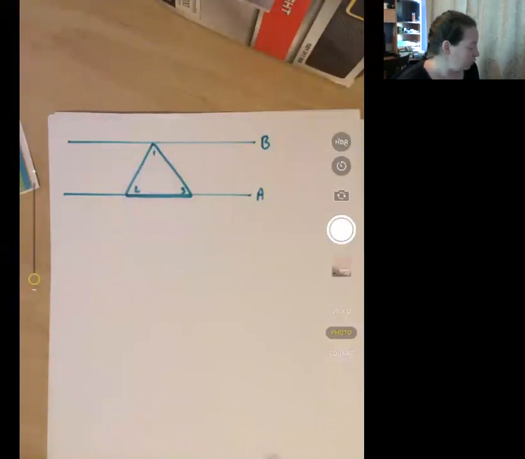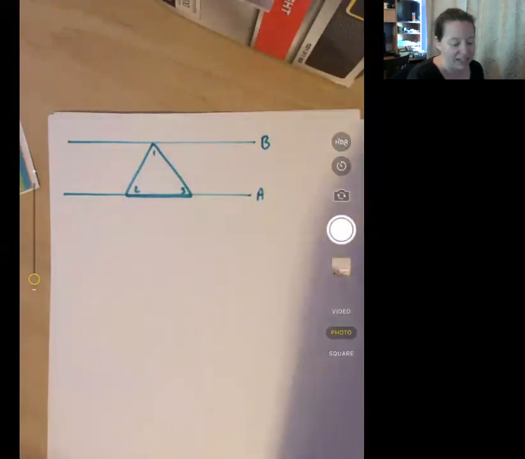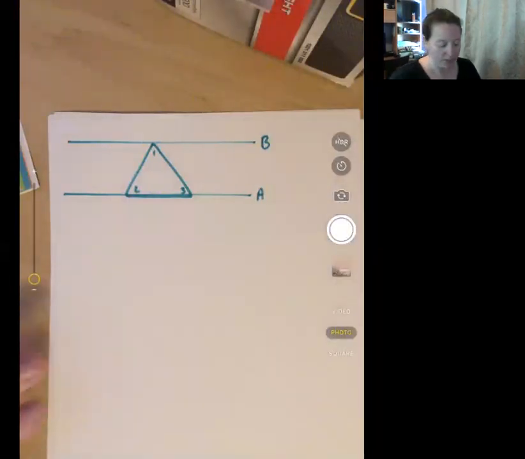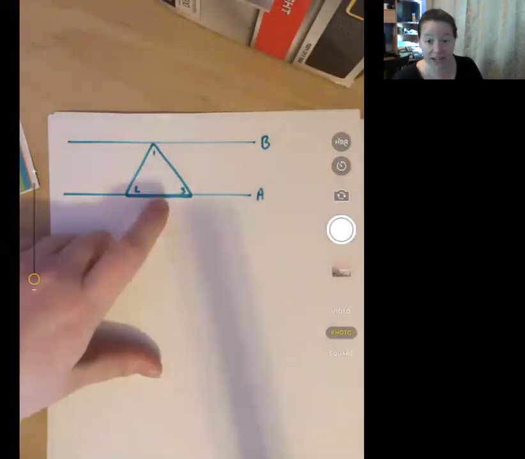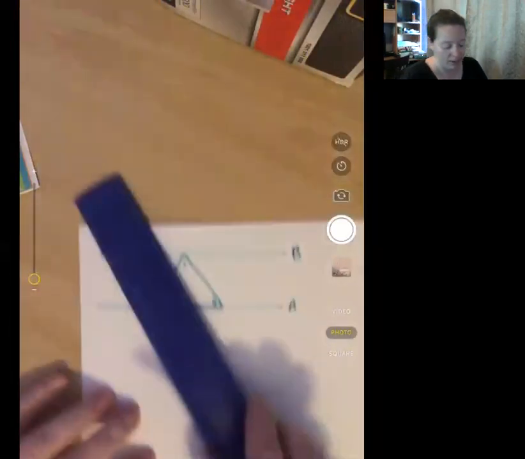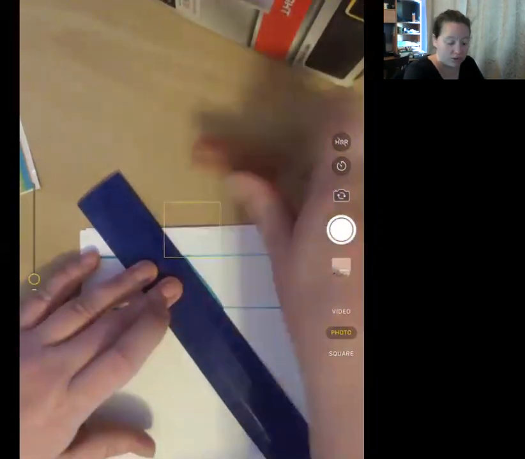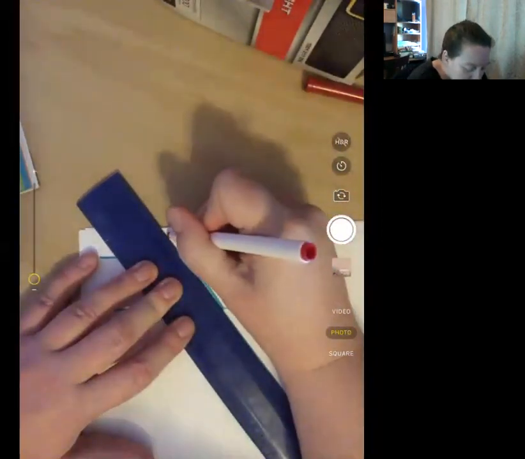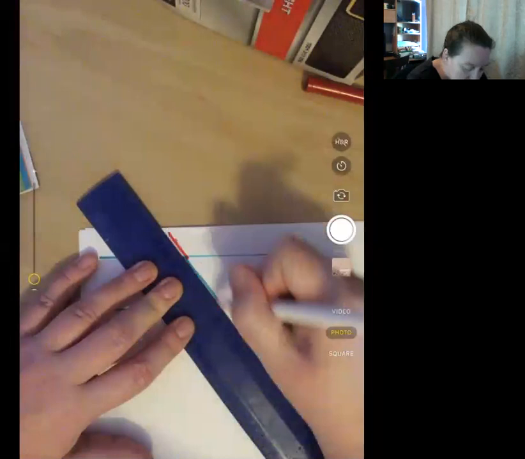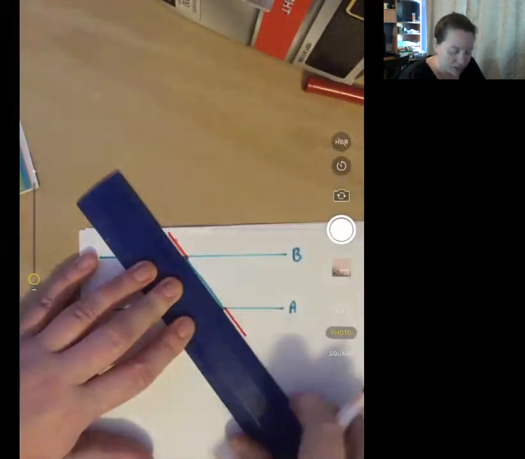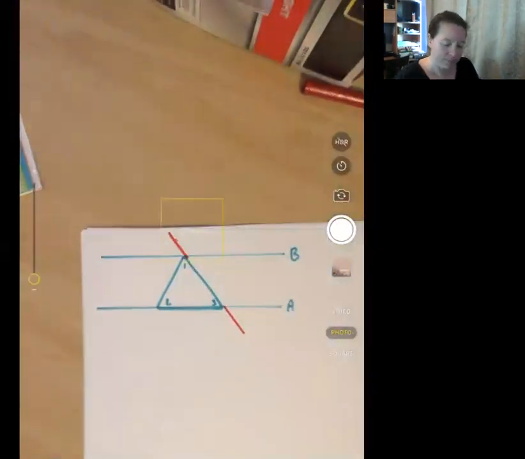Then it wants me to extend the non-base sides. So this is the base. The line that is on A, that's the base. It wants me to extend the non-base sides. So I'm going to do that in brown so that we can see a difference. So we end up with that.